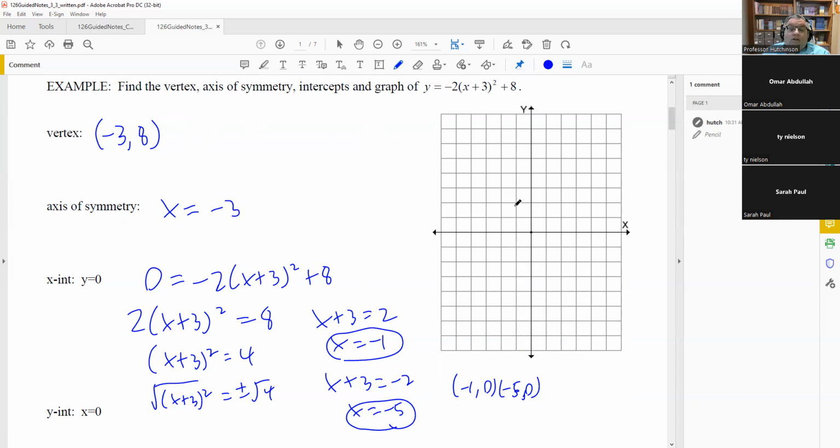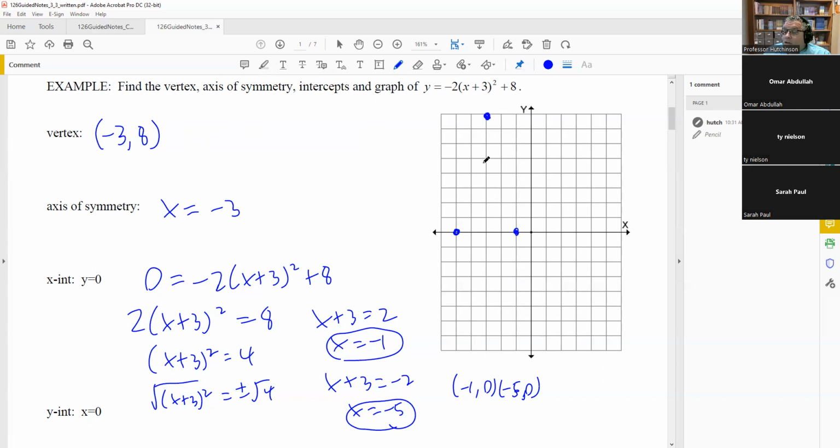Now, as we have the graph up here, I'm going to plot all these at the same time. We're still going to find the y-intercept as well, but let's graph what we have so far. Negative 3 and 8 would be up here. That is the vertex. We got (-1, 0) and (-5, 0). One thing you're always going to notice with these problems is that the x-coordinate of the vertex is always halfway between the x-intercepts. That will tell you if you did it right.